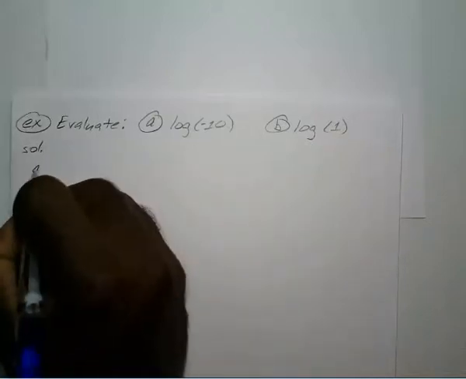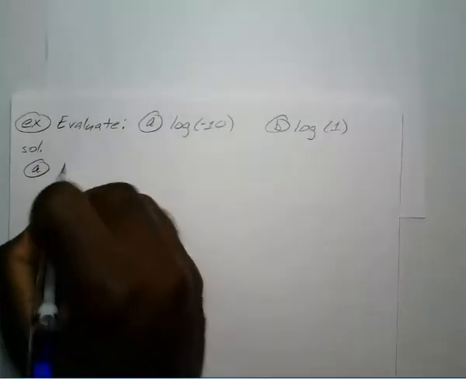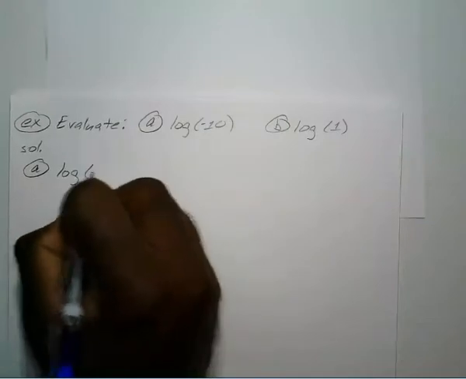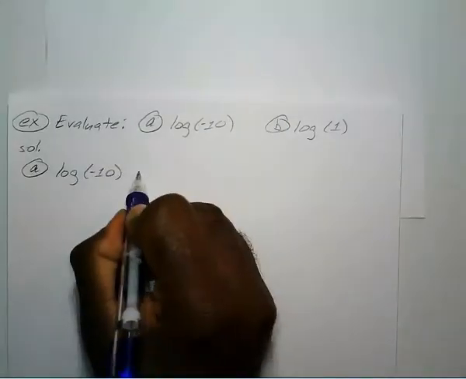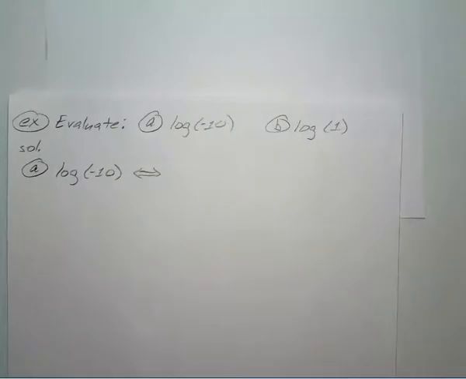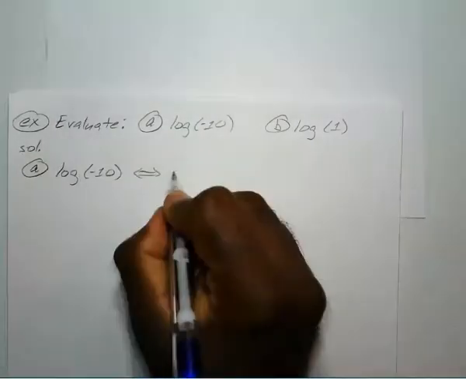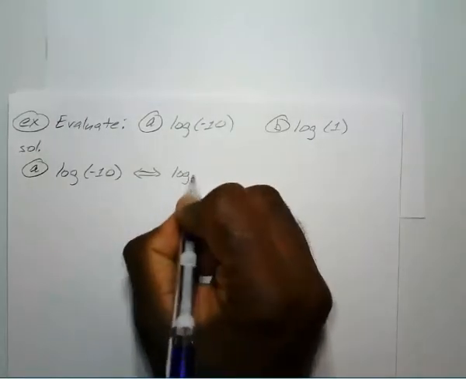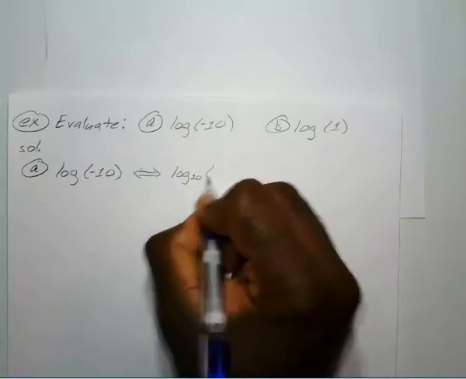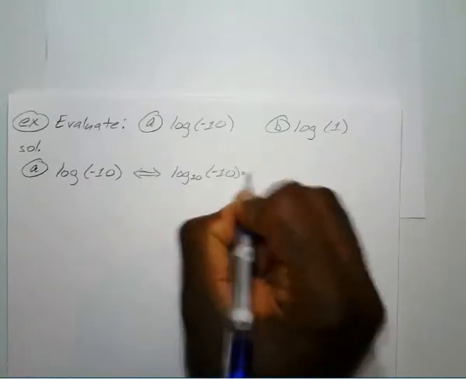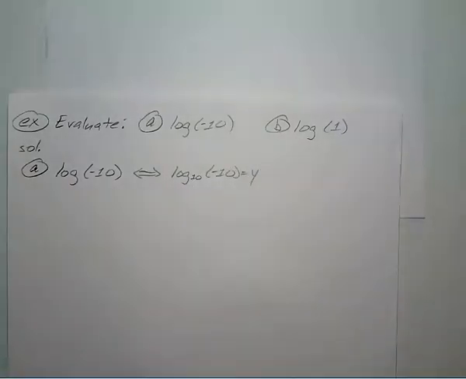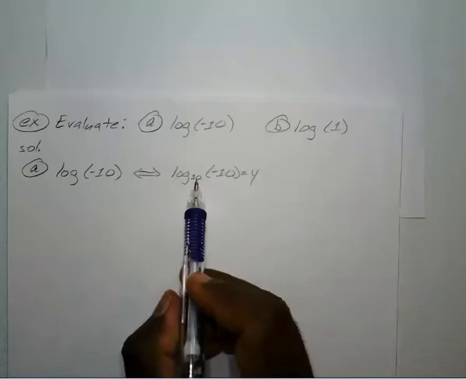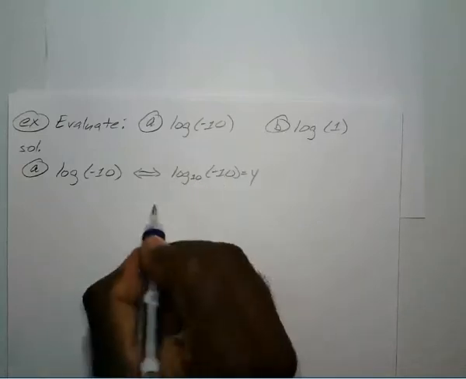Okay, so let's do our problem A. We have log of negative 10. We're going to rewrite it. There's no base, so we know that base is 10. Log base 10 of negative 10 equals y. Okay, now converting that, 10 to the power of y equals negative 10.